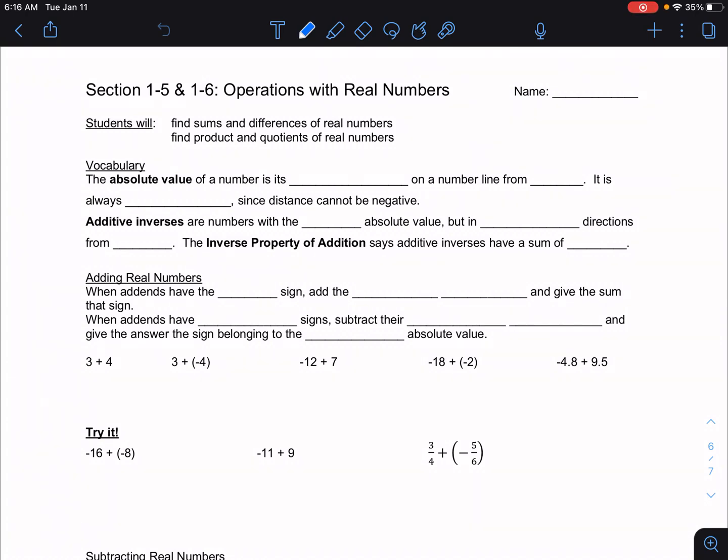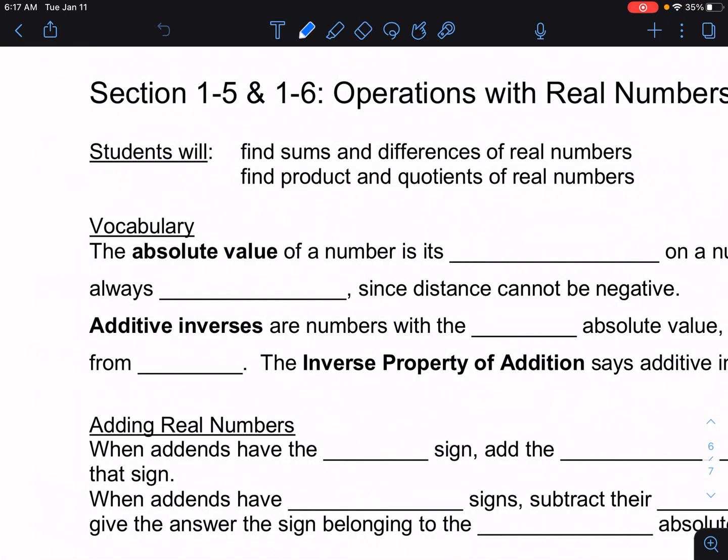All right, guys. Well, today we're going to finish up our notes for Unit 1 with sections 1.5 and 1.6, which are going to be all about operations of real numbers. So here's going to be our two goals for today: to be able to find sums and differences of real numbers, and then also to be able to find products and quotients of real numbers.